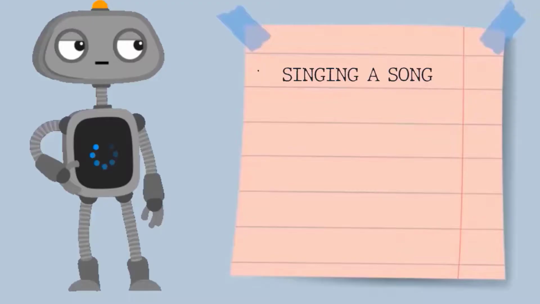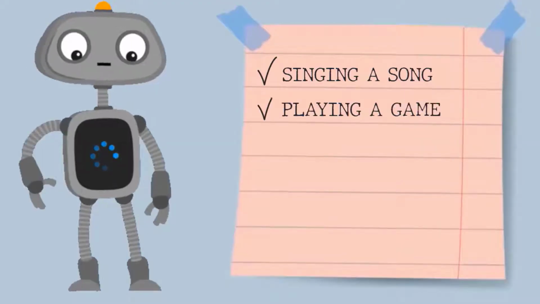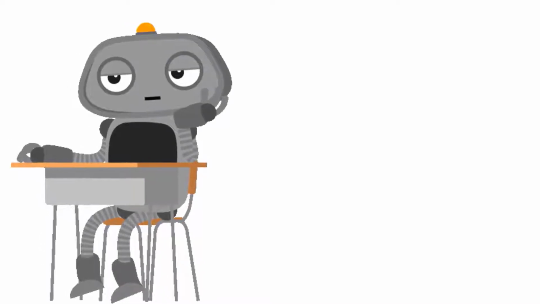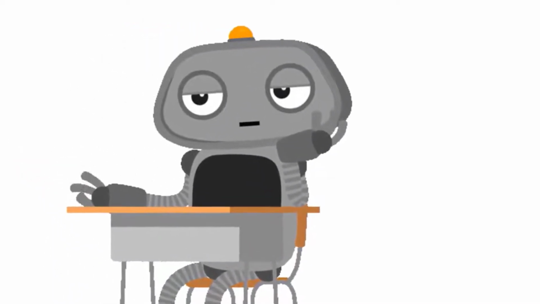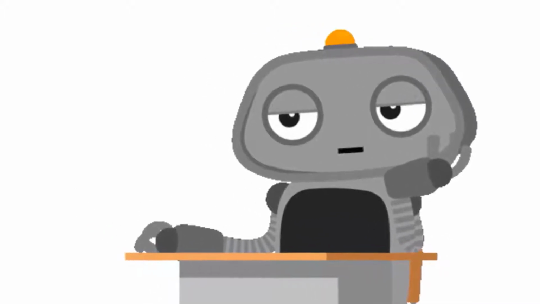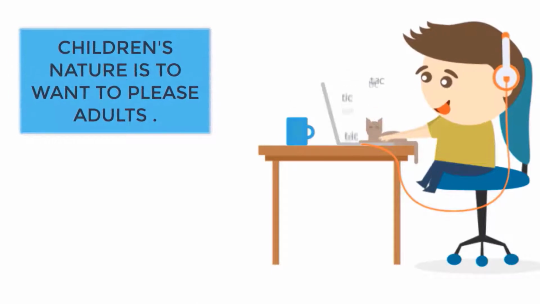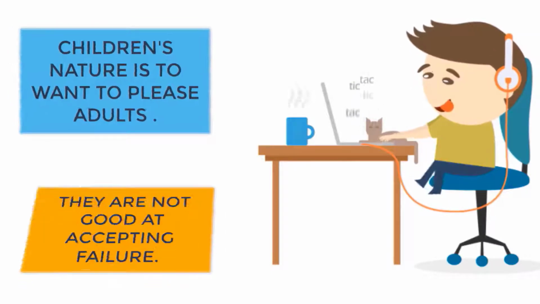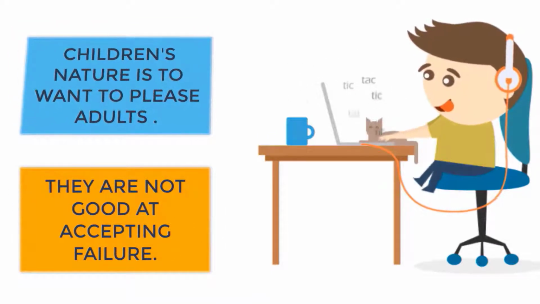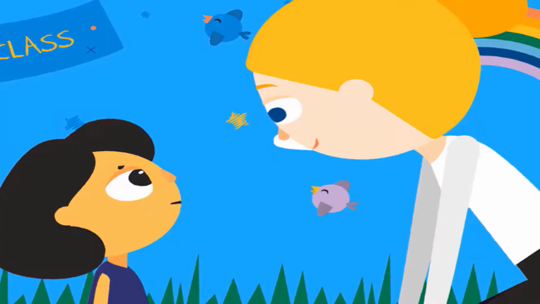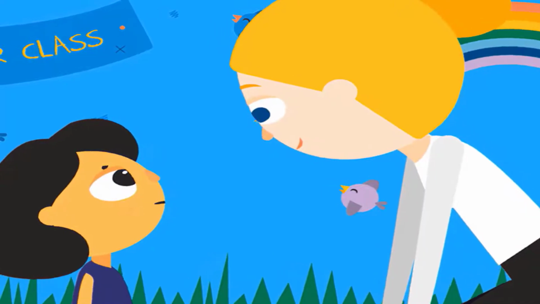For example, singing a song, playing a game, taking part in a debate, having a group discussion are all different kinds of teaching activities. Have you noticed how some learners pretend to be working on an activity, and when you go to check their work, they haven't done anything or it is all wrong? That's because children's nature is to want to please adults and they are not good at accepting failure. Therefore, teachers must pay attention to the students' comprehension of what they have been asked to do.